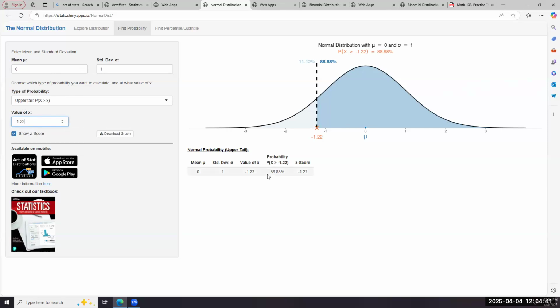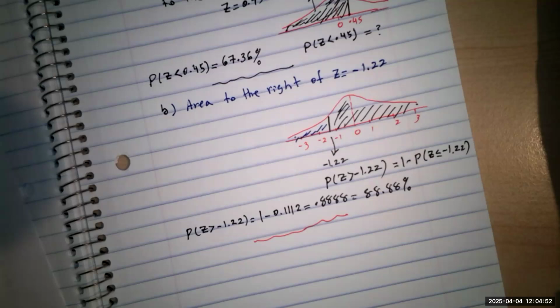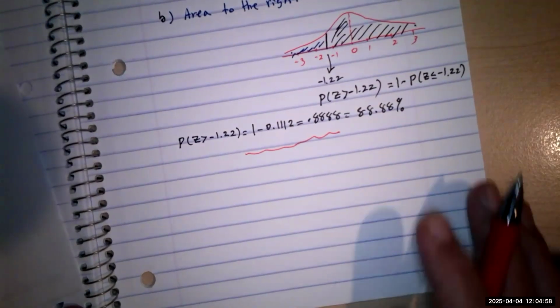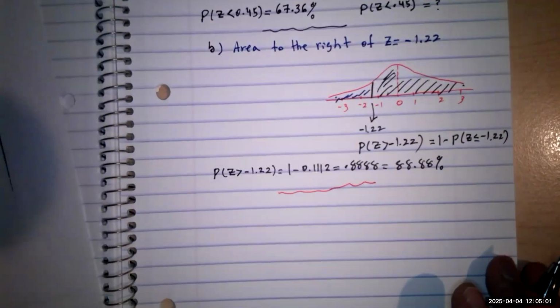Okay, so that's case 2. Area to the left, just one number, area to the right. Then the last one is the area in between that we're going to use. Let me go back, explain it for you, and then we come back and give you the result, okay? So that was part B, area.